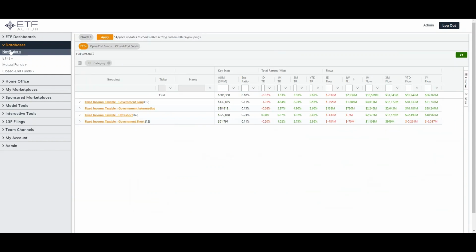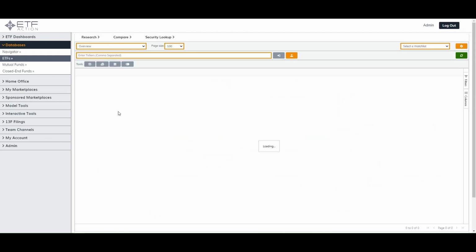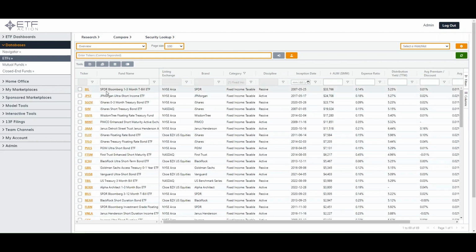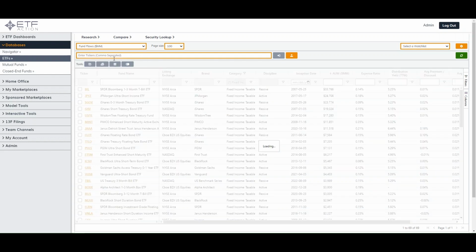Now, let's look at the ultra short category. We'll take a look at that, and I believe it's BIL that is the larger one. Yes, the SPDR Bloomberg 1-3 Month T-Bill ETF is the category killer in this one, with $33 billion in AUM. Let's take a look at flows.